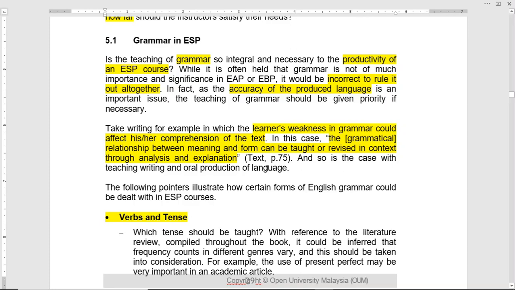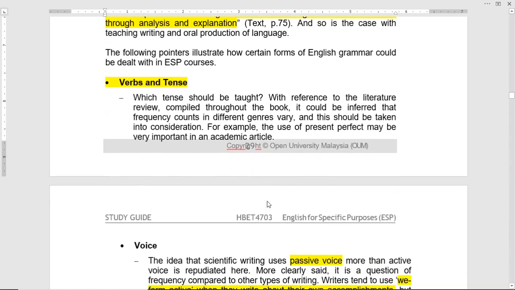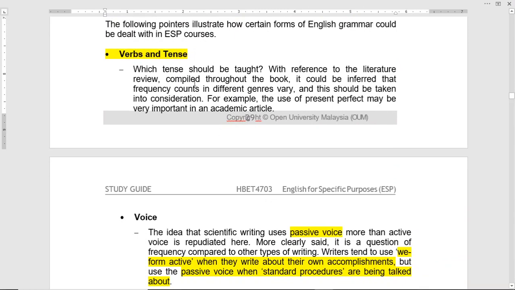The learner's weakness in grammar could affect the comprehension of the text, for example tenses and so forth, modals. The grammatical relationship between meaning and form can be taught or revised in context through analysis and explanation in the discourse. So let us move to the verbs and tenses.